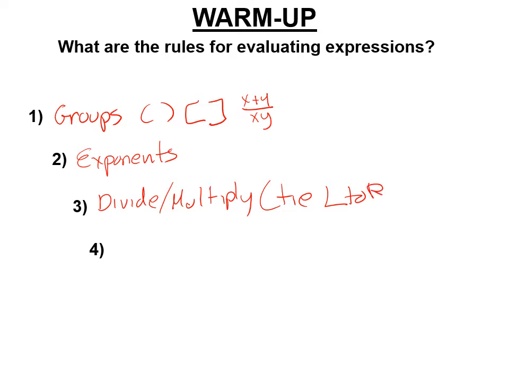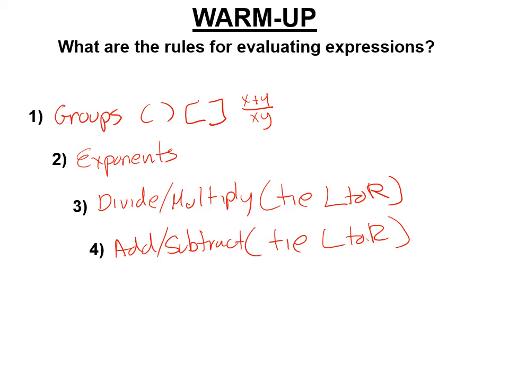You can abbreviate because we've written this before, left to right. Left to right is just for breaking ties. Last is always add and subtract. They're always tied. And so then you break the tie between the two of them, left to right. Those are the rules for evaluating expressions.